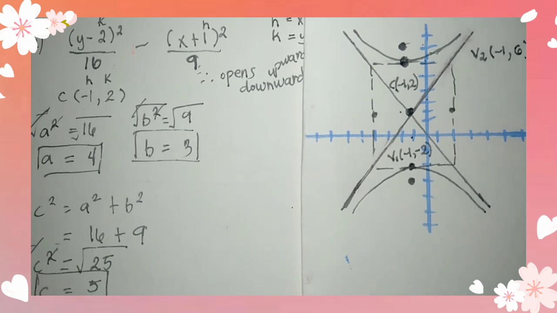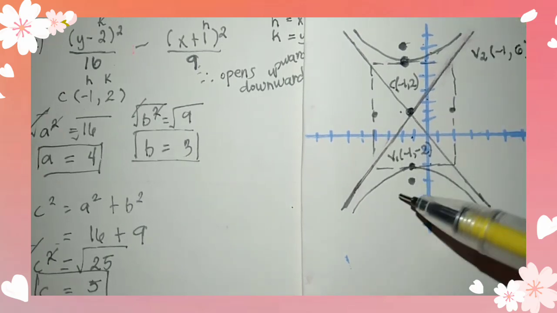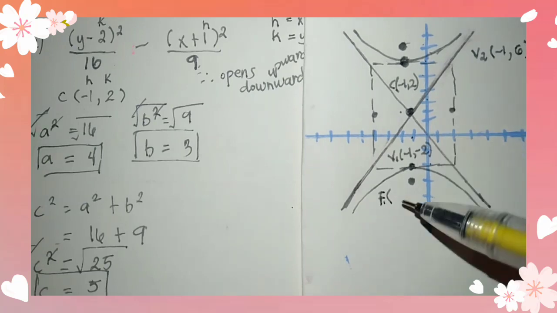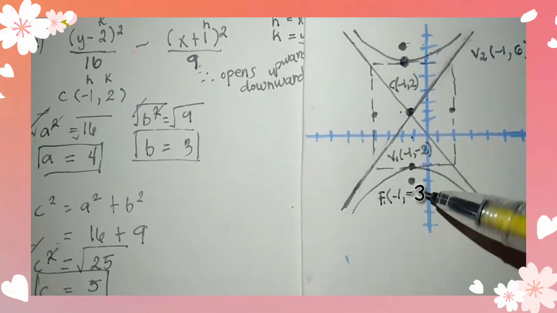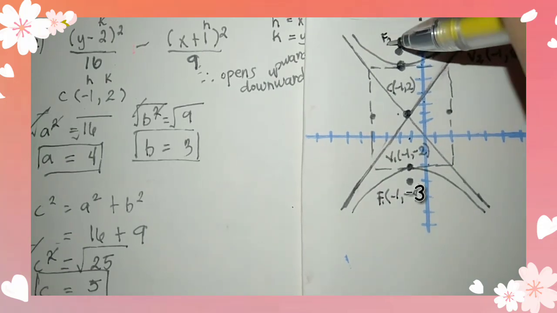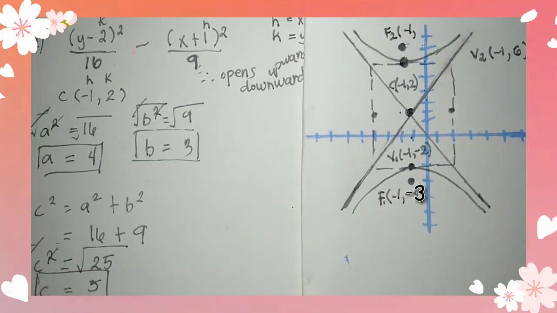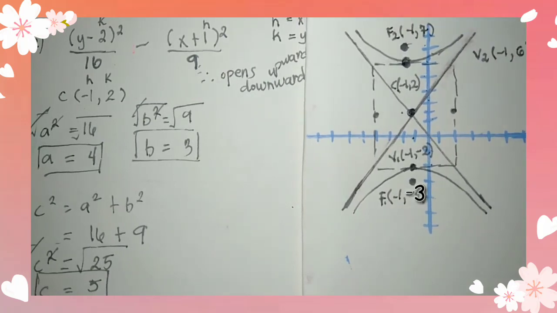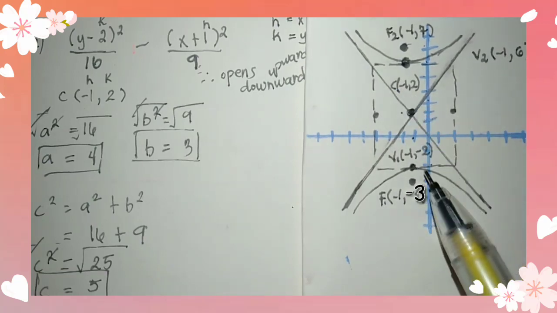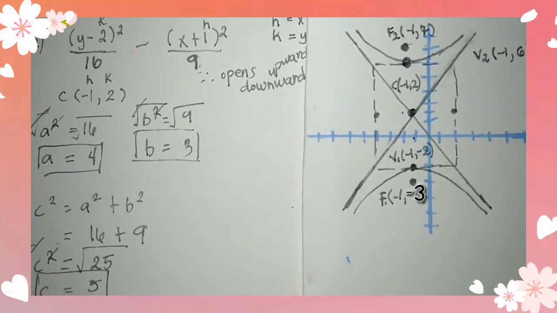So our foci, we have our foci 1 at negative 1 and negative 3. Foci 2, negative 1 and positive 7. So let us now check if tama ba yung ating coordinates, itong coordinates na to, using our formula for vertices and foci.